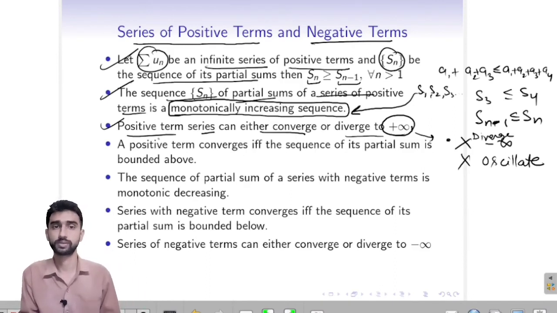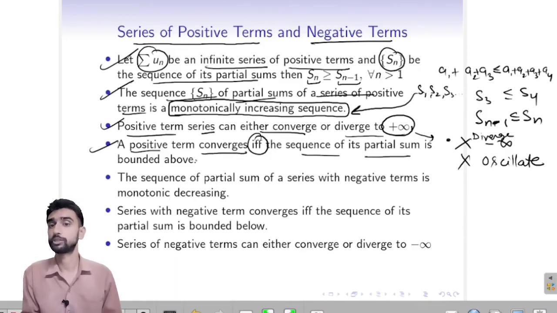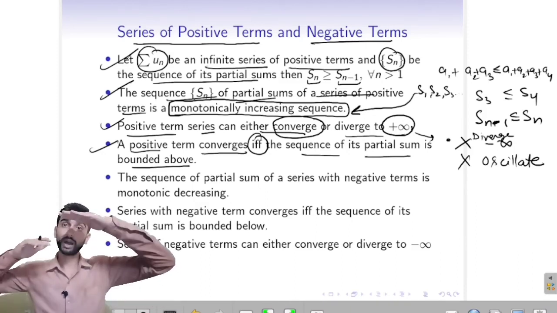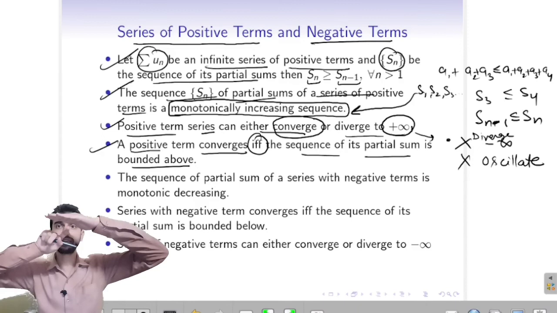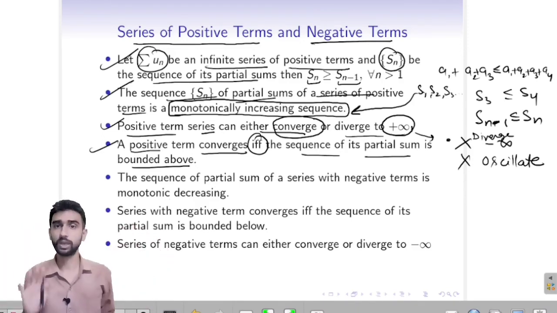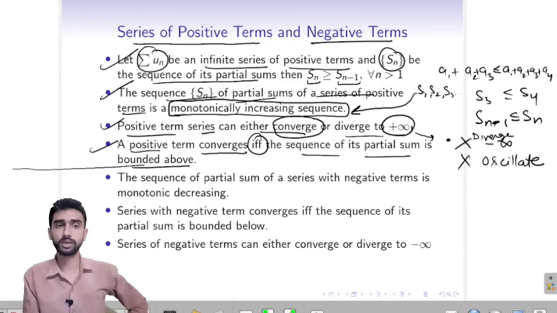Two things. Now a positive term series converges if and only if the sequence of its partial sums is bounded above. So what is the condition for its convergence? It will converge only if the sequence of partial sums is bounded above, because it is monotonically increasing. So if it is bounded above, it will converge, if and only if. Now this was the discussion about the series of positive terms.